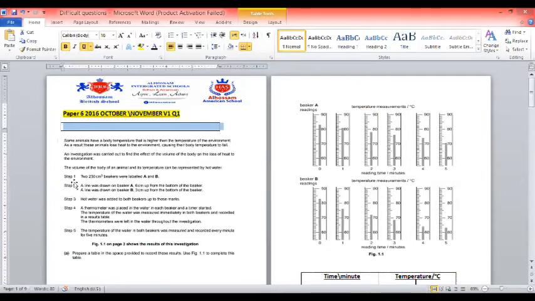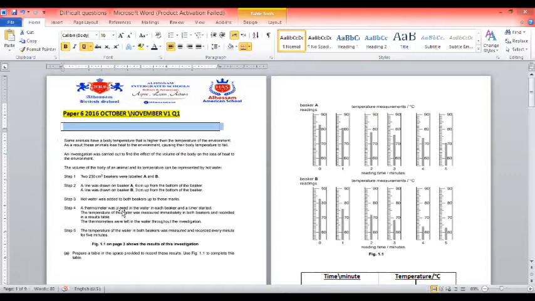In step 1, two 250 cubic centimeter beakers were labeled A and B. And a line was drawn in beaker A, 6 centimeters from the bottom, and in beaker B, 3 centimeters. This means that this beaker has a larger volume than this one, so this represents the animal with a large volume, and this represents an animal with a small volume. Then hot water was added, and this represents the temperature of the animals.